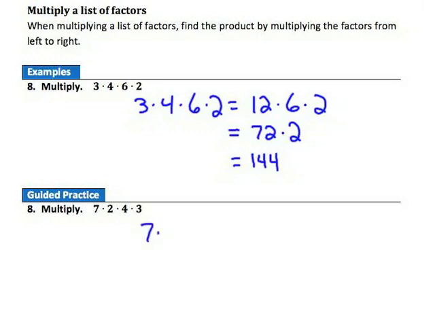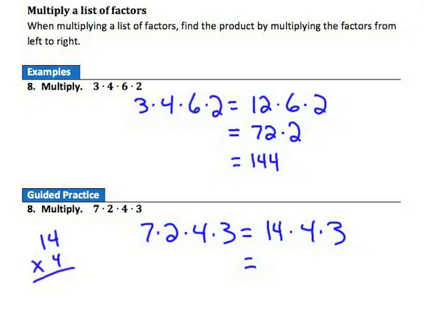Question 8. I'm asked to multiply 4 factors together again. Working left to right, first thing I'll do is 7 times 2, which is 14. And now I'm going to take 14 times 4, and that's not a basic fact, so I might have to come over here and do some scratch work. 14 times 4. And again, I do this off to the side to keep it away from that work. So I'll go 4 times 4 is 16. Carry the 1. 4 times 1 is 4, plus 1 is 5. So that gives me 56 when I take 14 times 4.